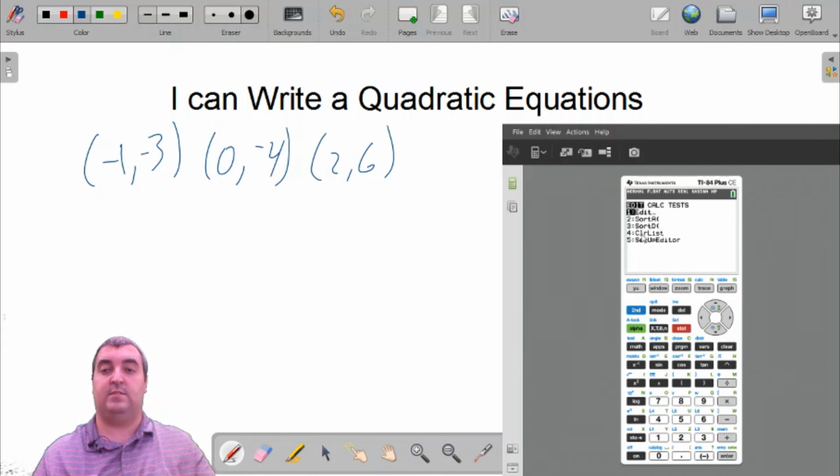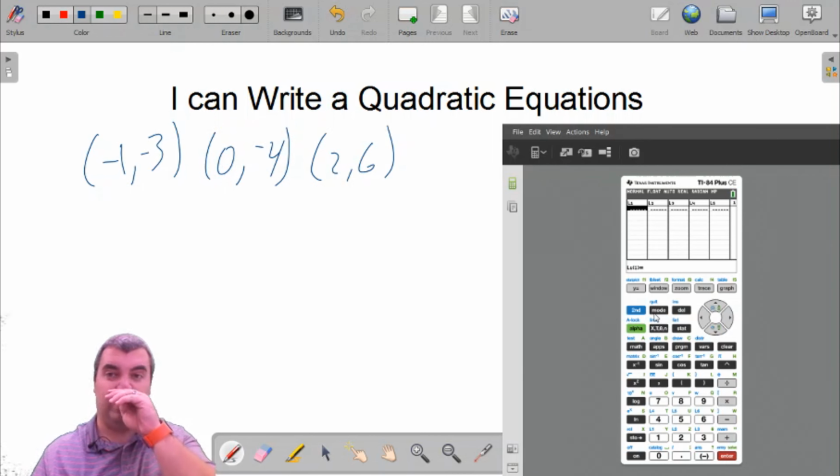So you're going to hit Stat. Then you're going to go up to Edit. And I've got stuff in mind, so I'm going to clear them out. But then, once you have it ready, you're going to enter in your x's in for L1. So -1, enter, 0, enter, 2, enter. And then you're going to put your y's in L2. So -3, enter, -4, enter, and 6. Helps if I can read. And so we could see, oh, there's the first coordinate point, there's the second, there's the third.